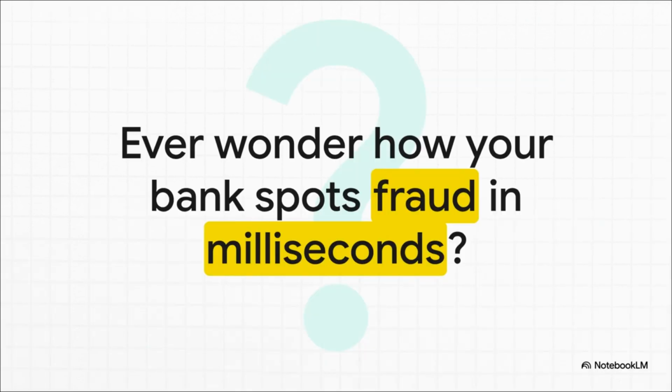Right? How on earth does your bank know that a $2,500 charge for some new gadget in Tokyo is a problem just 2 minutes after you bought a coffee in New York City? Well, I can tell you it's not a lucky guess. It's all about feature engineering.